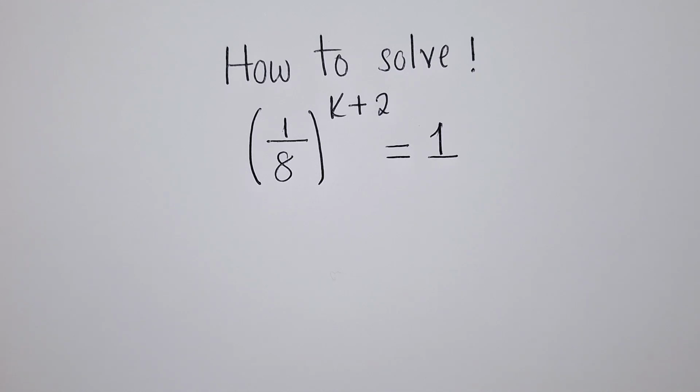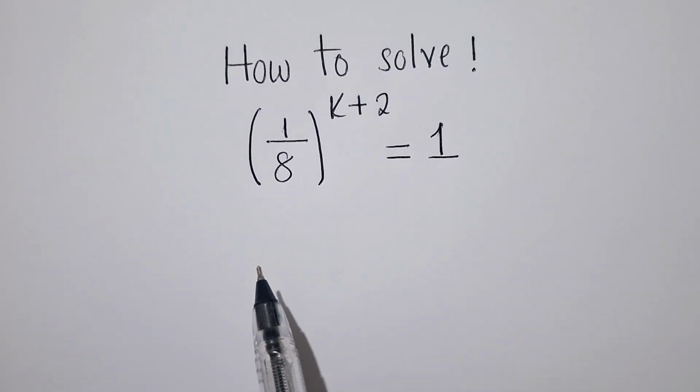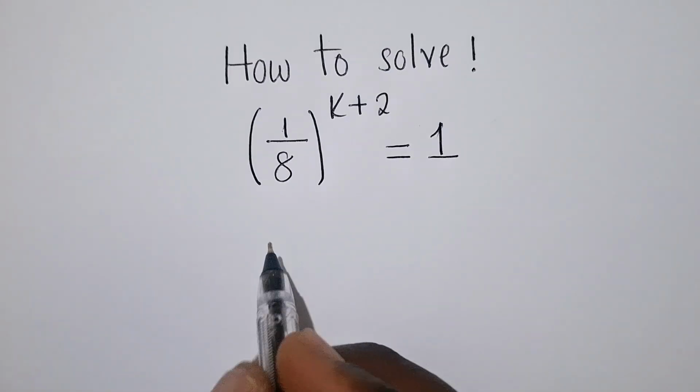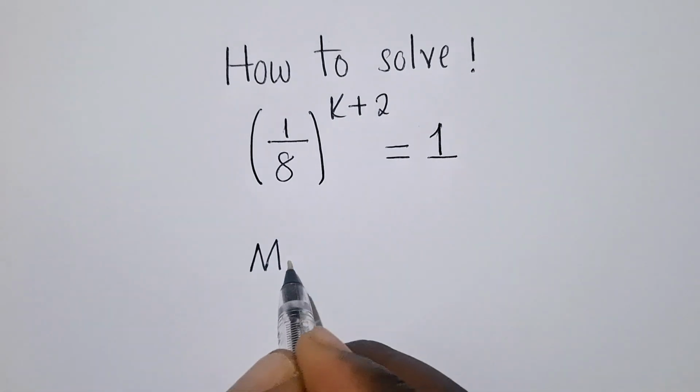This is Sichamba Jacob. Alright, so how do we find the value of k when given an equation like this? To find the value of k, I'll show you two methods. So method number one.